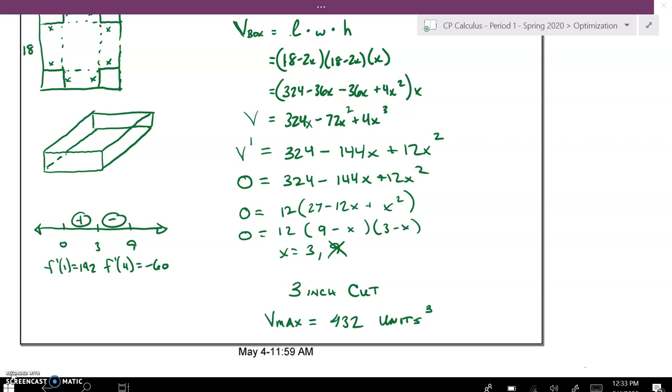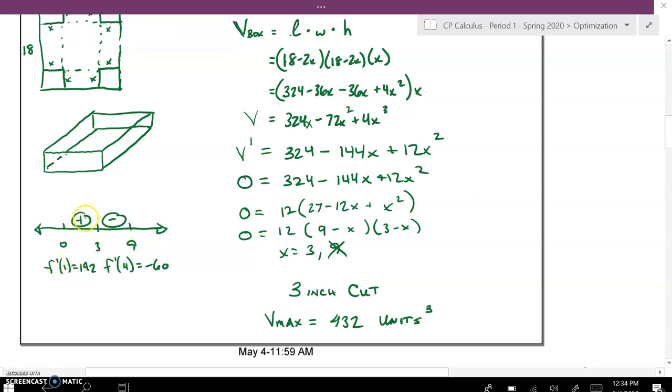Okay, so how do I know that the 3 is my maximum? Well, that's where our number line comes in. If you remember when we did maxes and mins, we tested points in the first derivative to see where this function was increasing and decreasing. That's what I'm doing here. I'm just figuring out, when I test a point between 0 and 3, 3 being my critical value there and 0 and 9 being my endpoints, when I test a value like 1 in there, what do I get?